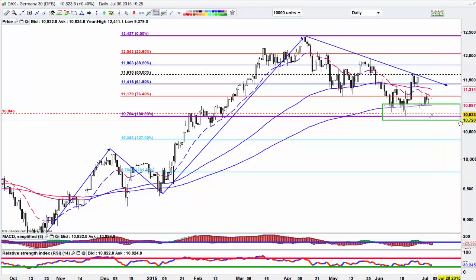And then look to see if that can indicate to us the direction.